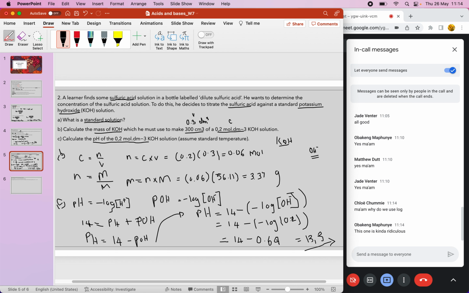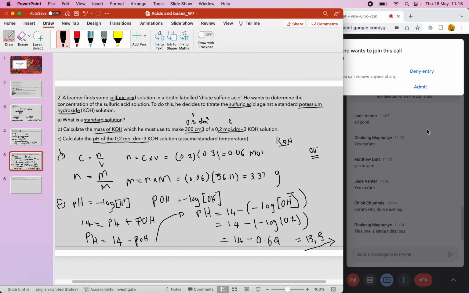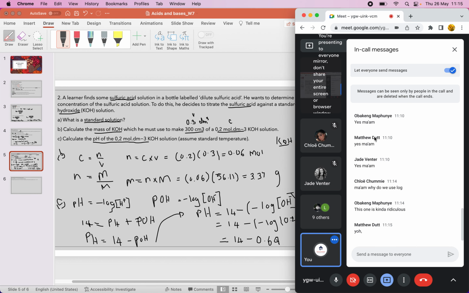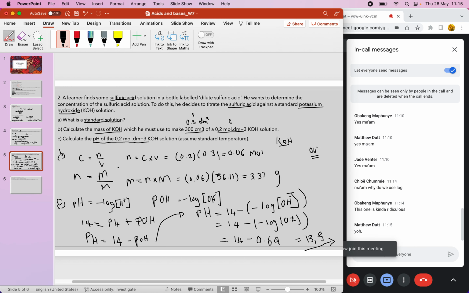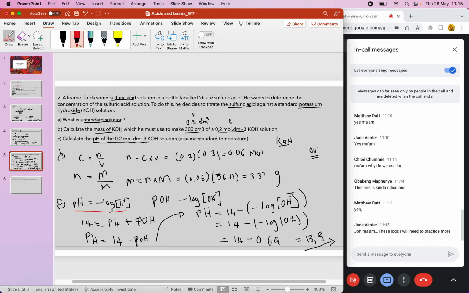Ma'am, why do we use log? This is very important for you guys to know. So Chloe, we're using the log because this is the equation for pH. If you're studying, you will come across a lot of these equations. Every time they say calculate the pH, this is the equation that you have to use.